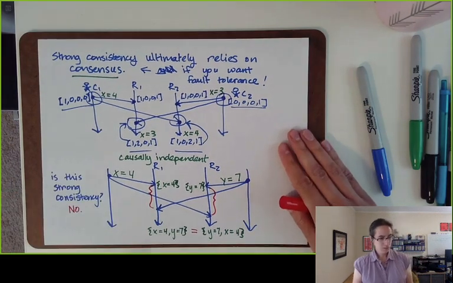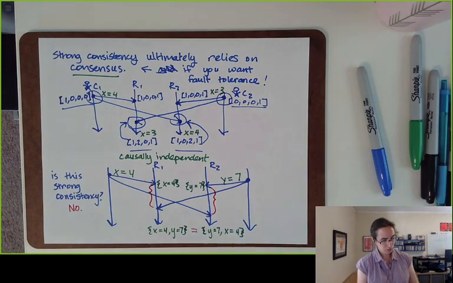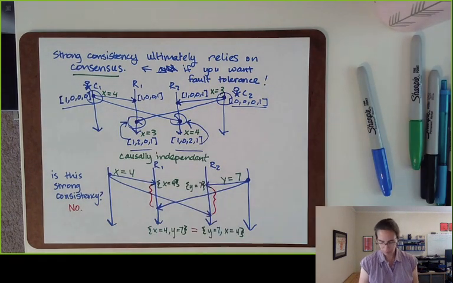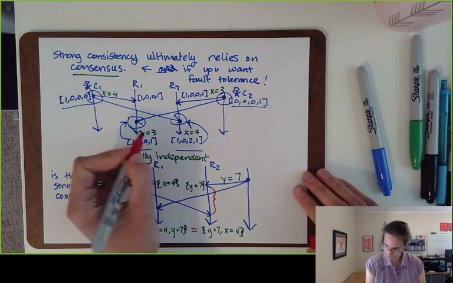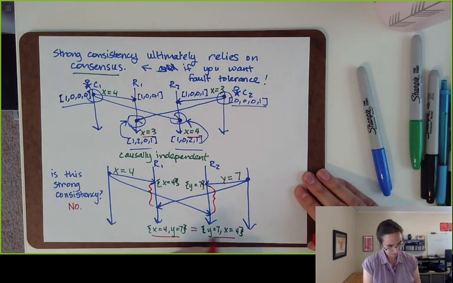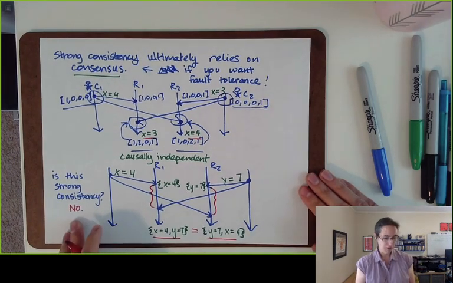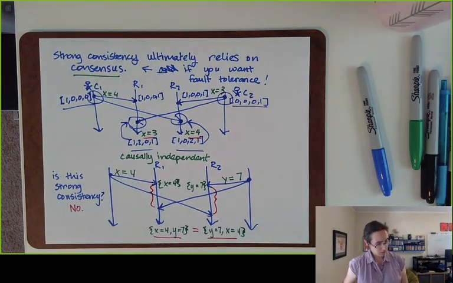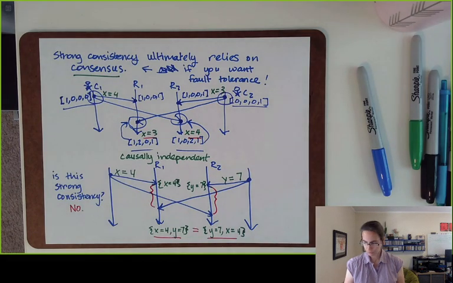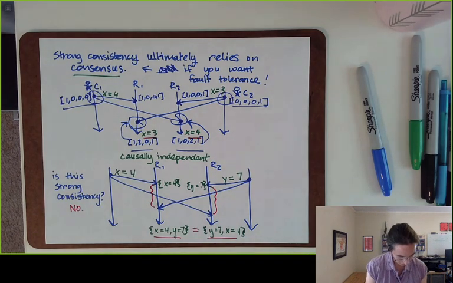But it still seems better than this situation that we were in up here where the replicas were both updating X and the replicas ended up different, right? So at least here the replicas eventually agreed, right? So it's not strong consistency, but nevertheless, the replicas end up agreeing in this execution. So we can give a name to this property, it turns out. It's called eventual consistency.